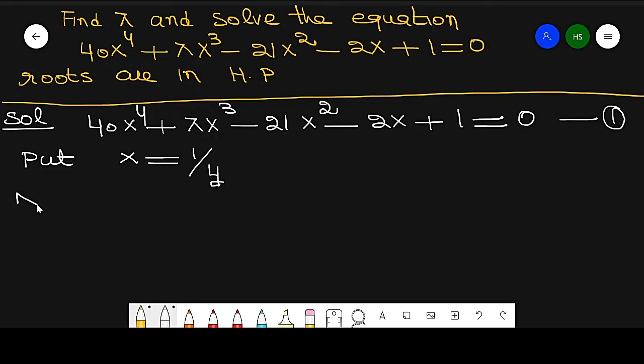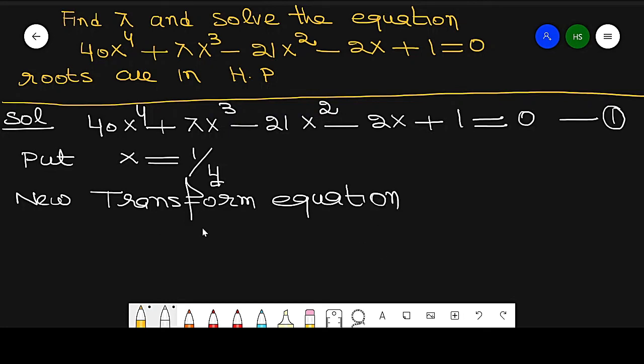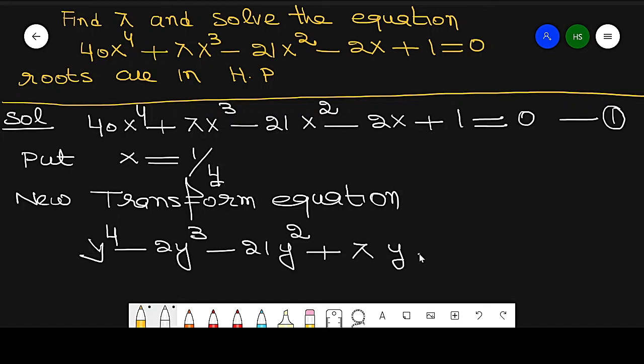So what is the new transform equation? The new transform equation is y raised to power 4 minus 2y raised to power 3 minus 21y raised to power 2 plus lambda y plus 40 equal to 0. So this is equation number 2.